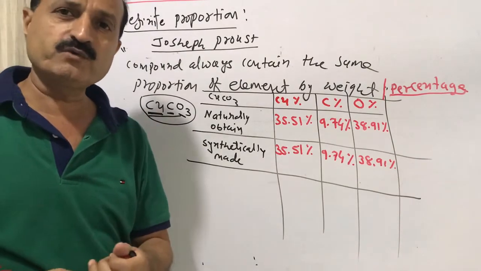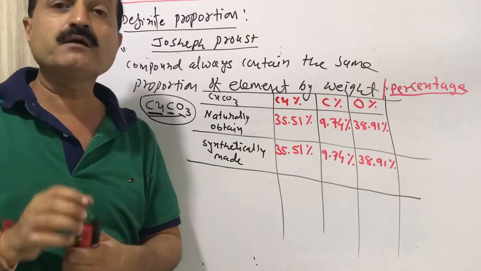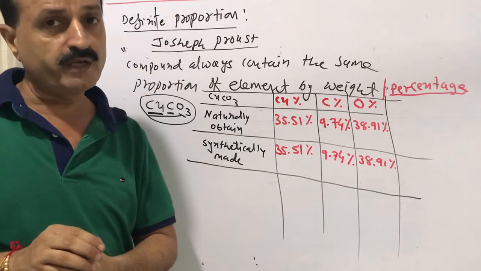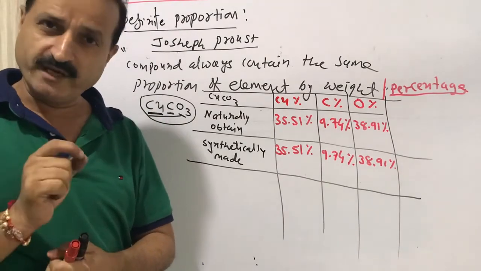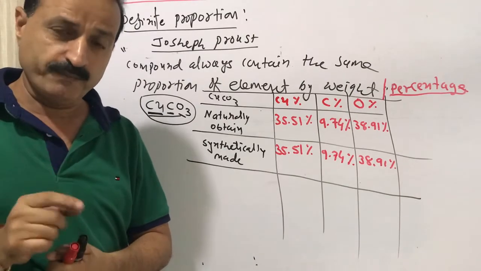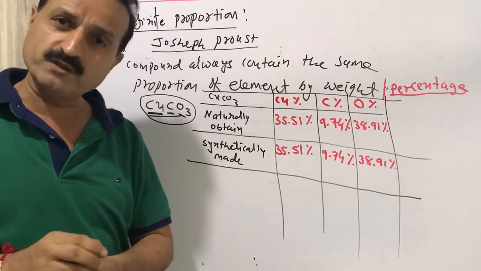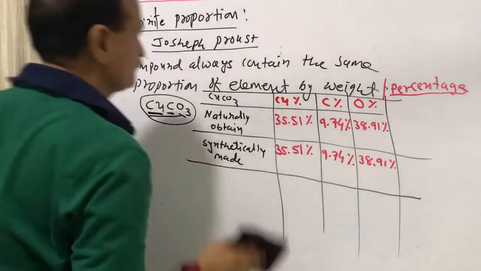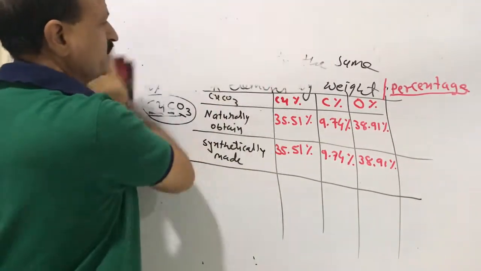Now we are going to discuss the third law, that is the law of multiple proportion, MP. CM is conservation of mass, DP is definite proportion, and MP is multiple proportion. Let's discuss. Very easy, very simple. Law of chemical combination as it is.